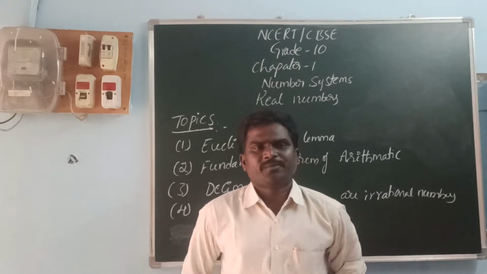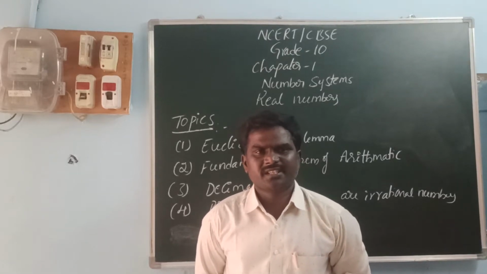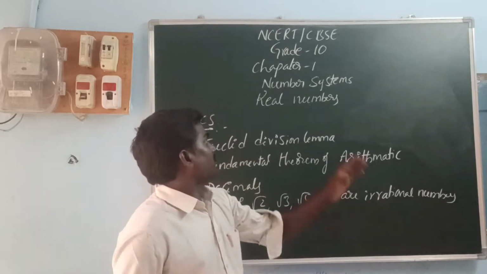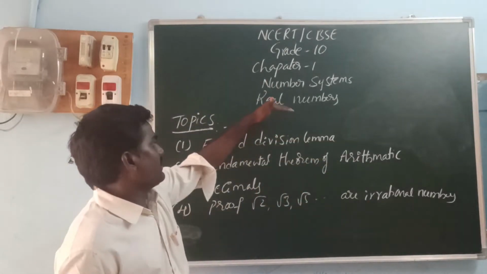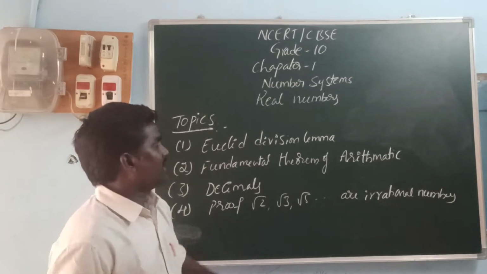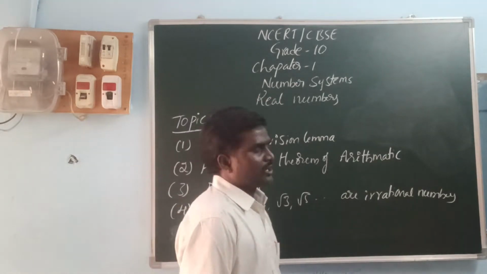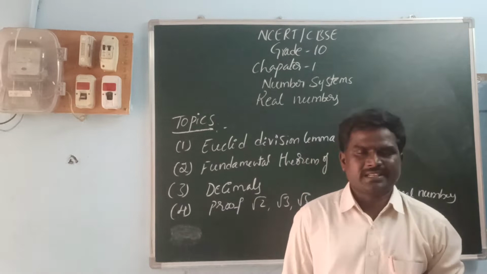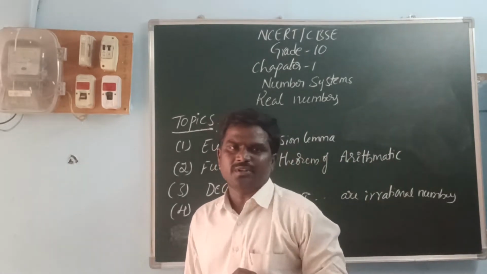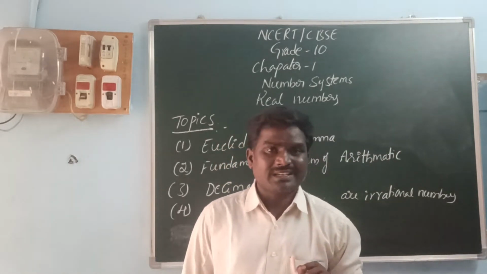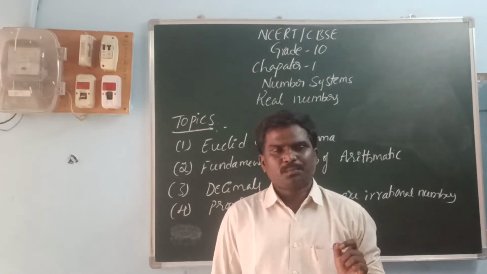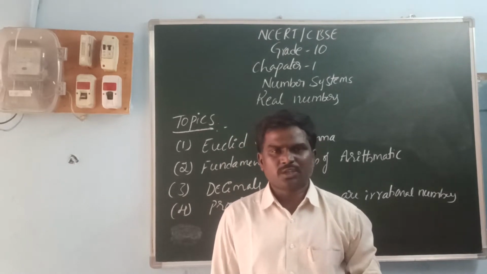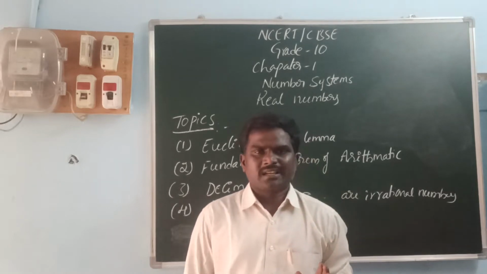Good evening students. Now I am teaching NCERT or CBSE grade 10 first number system. In number system, which topic am I teaching? Real numbers. So real numbers mean what? The combination of rational and irrational numbers is called real numbers. Rational number means what? A number that can be written in the form of P by Q, where P and Q are integers and Q is not equal to 0, is called a rational number.